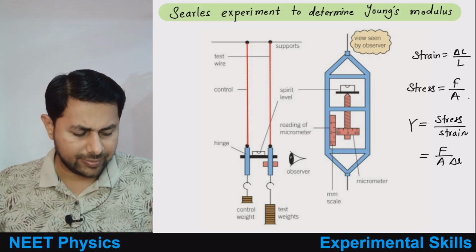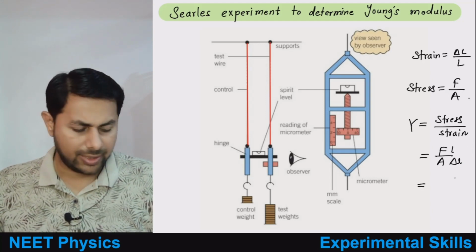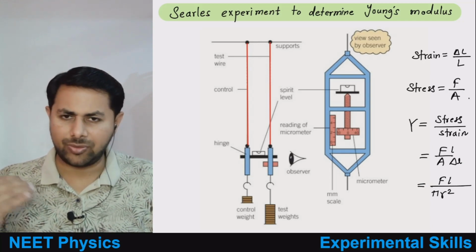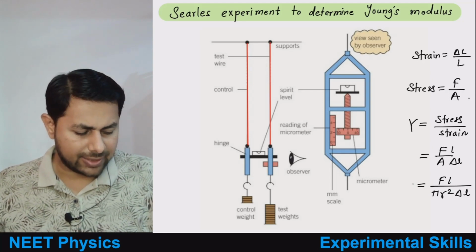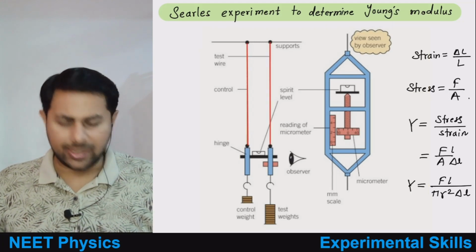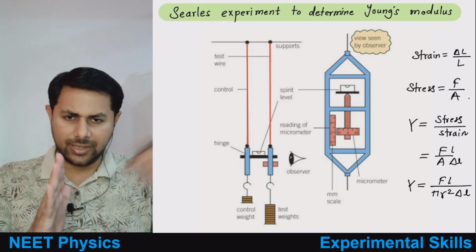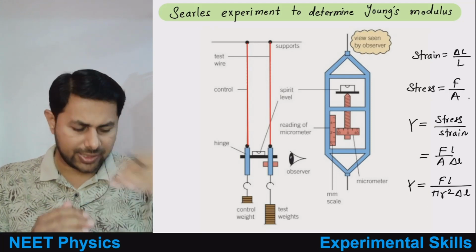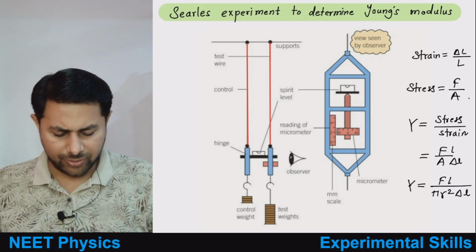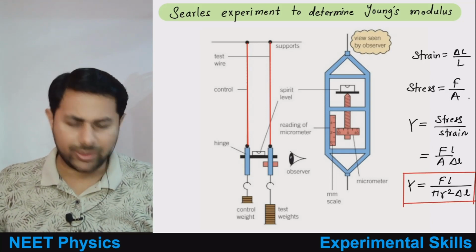Young's modulus is just stress divided by strain, that is F upon A divided by delta L by L, and the L will come in the numerator. That is F L divided by area of cross section of wire, which would be pi r square, times delta L. So this is the formula. You will plot a graph between stress and strain, and then what is the Young's modulus? It's stress divided by strain, so you will just take the slope of that graph, right? We have studied this thing actually, and then you will measure the Young's modulus.